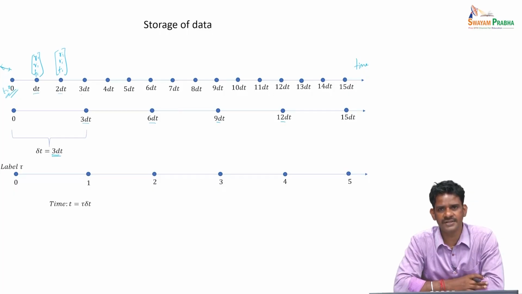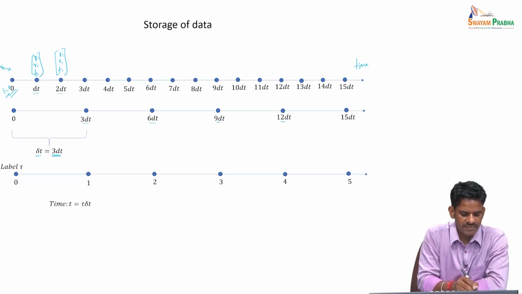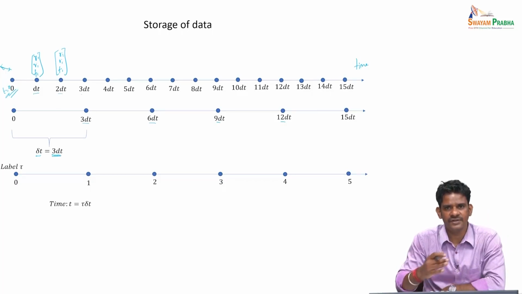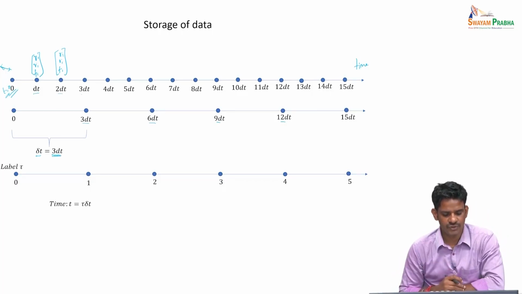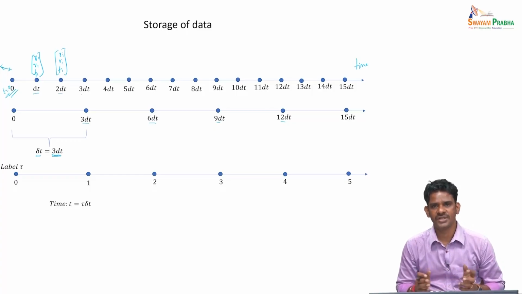For this illustrative case, we have taken that this delta t here is basically 3 times dt. Once in every 3 time steps we store the data, so that we don't have to bookkeep a large amount of data.